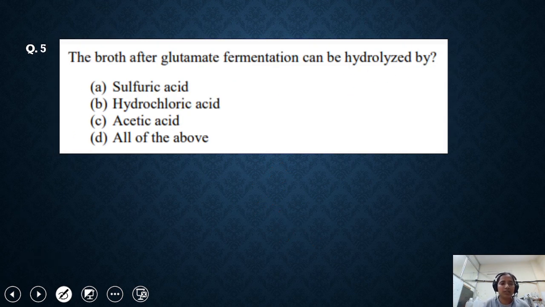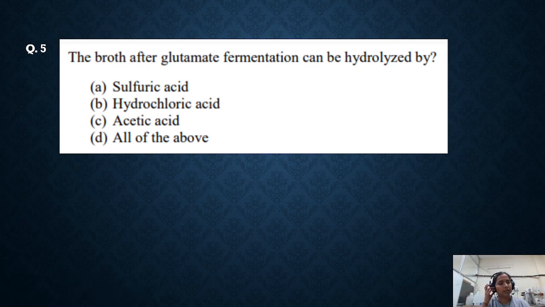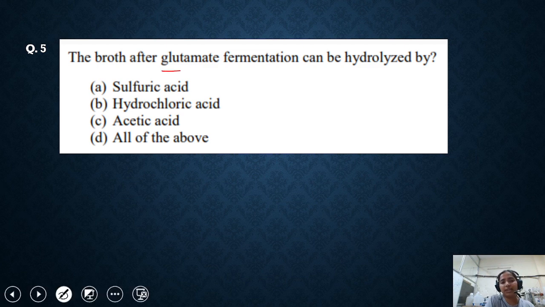This is the next question. The broth after glutamate fermentation can be hydrolyzed by. Okay, so what are the options? First one is sulfuric acid, second is hydrochloric acid, and the third option is acetic acid, or D, all of the above. So any one of you want to answer this? Sulfuric acid, ma'am. Yeah, sulfuric acid. Okay, no. For glutamate fermentation, we use HCl acid.